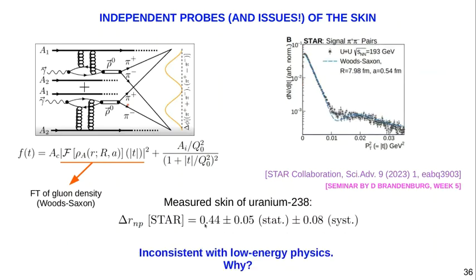But as they go to uranium, with the same observable and the same type of fit, they measured 0.44 Fermi for the neutron skin. Sorry, I forgot the unit here. This is no longer consistent with what low energy physics predicts. So this is once again, I believe, some manifestation of the deformation of the uranium, which is biasing this result. I don't know yet exactly how that enters in the way this is modeled, and I will be very interested in figuring this out.